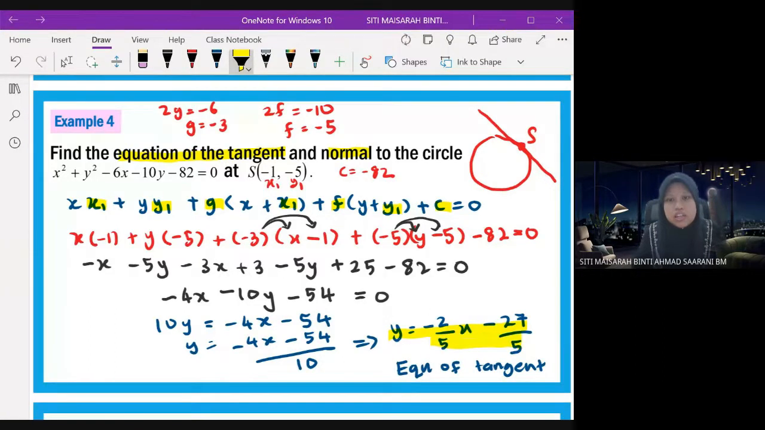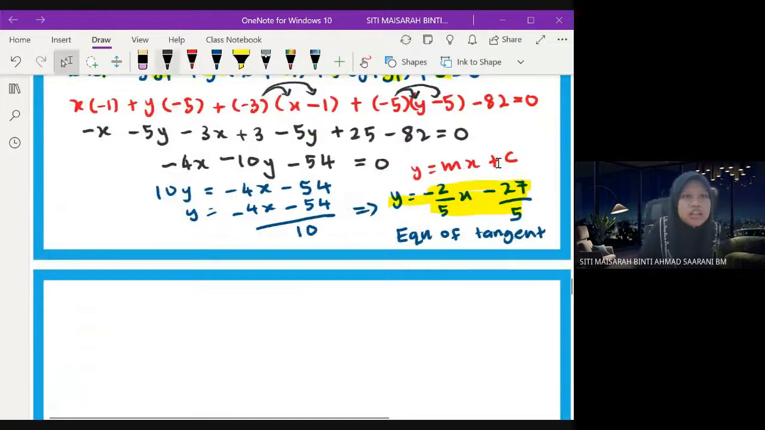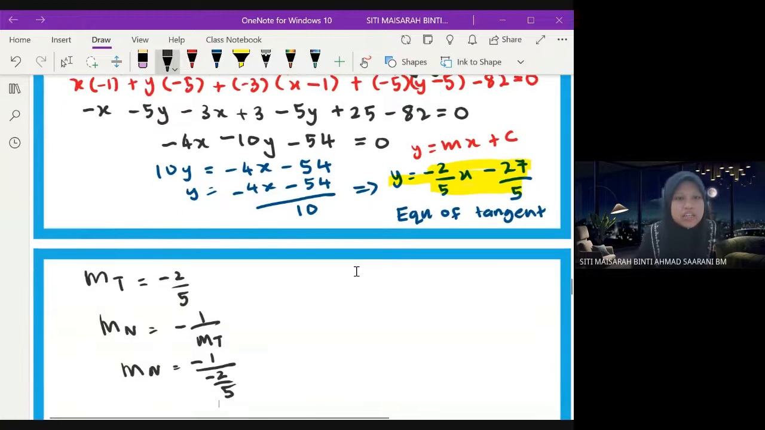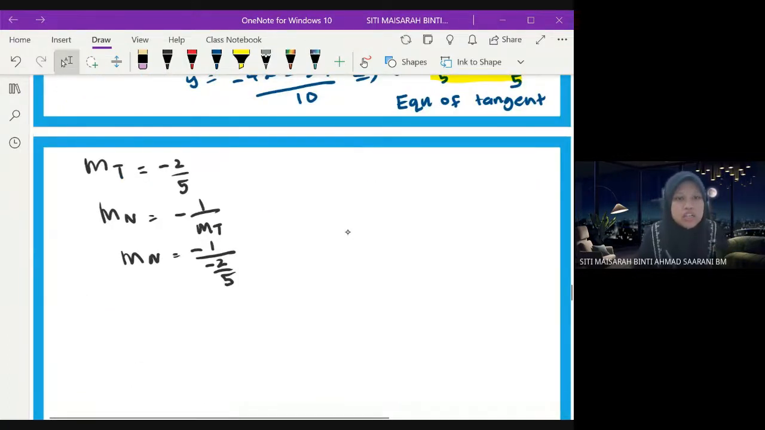Okay. Daripada sini, kita boleh compare dengan Y is equal to mx plus c. Jadi M dia adalah negatif 2/5. So jadi M tangent is negative 2 over 5. So M normal, we can use negative 1 over M tangent. So then M normal is equal to negative 1 over negative 2 over 5. So we get M normal is 5 over 2.